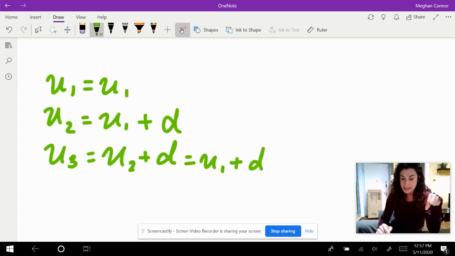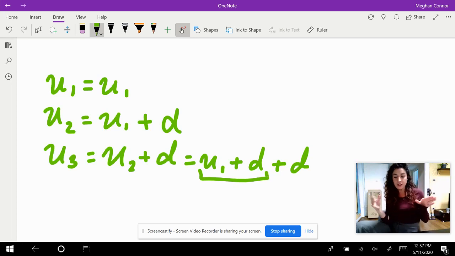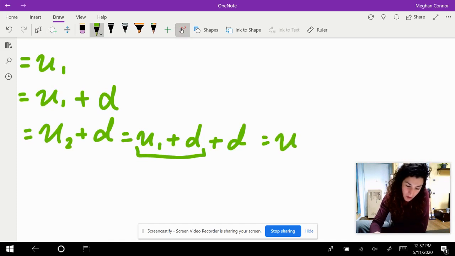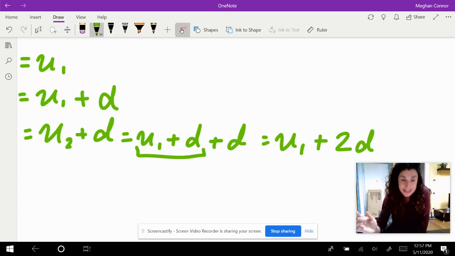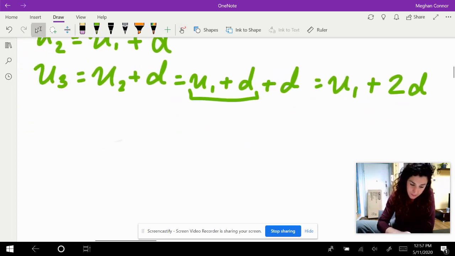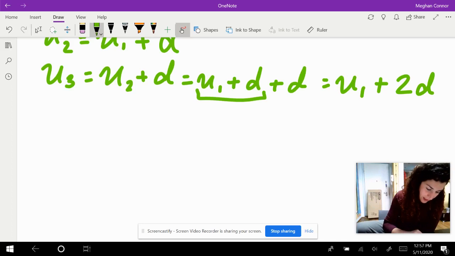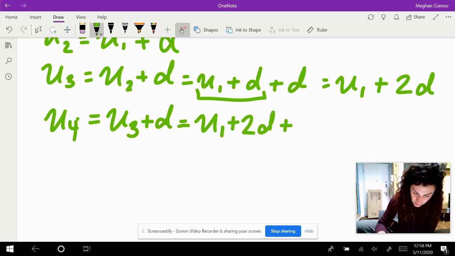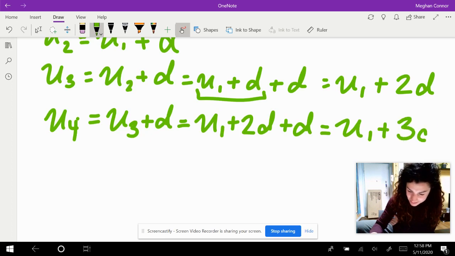So if it's u sub 2 plus d, it's u sub 1 plus d plus d, right? Now you're just combining like terms, so that becomes u sub 1 plus 2d. Then u sub 4 is going to be u sub 3 plus d. U sub 3 is u sub 1 plus 2d, so adding on another d would be u sub 1 plus 3d.